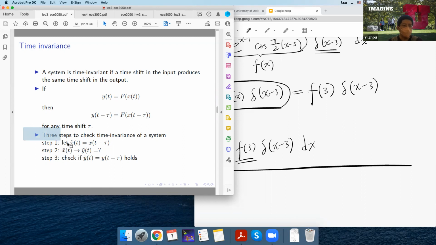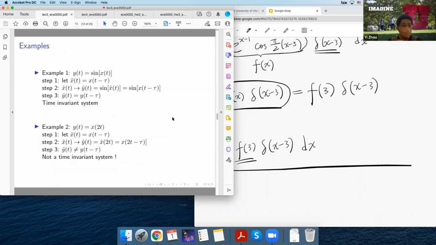And we can just follow these three standard steps to verify the time invariance of the system. And I think in the homework, you will need to strictly follow these steps. Last time we went over these two examples, and sometimes it's a little bit tricky when you follow these steps. Make sure you do the time scaling and time shifting in the proper way.